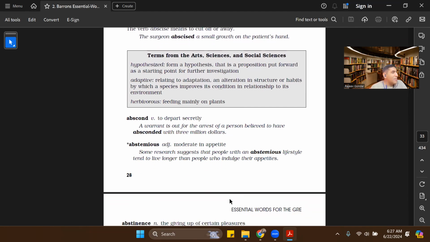Abscond we have seen. Abstemious. Have you heard of this word? Abstinent, abstemious. No. So ab means away. An abstemious person is the one who doesn't indulge in pleasures. So all these sadhus and saints are abstemious people. Popes are considered to be abstemious people. They do not indulge in worldly pleasures.